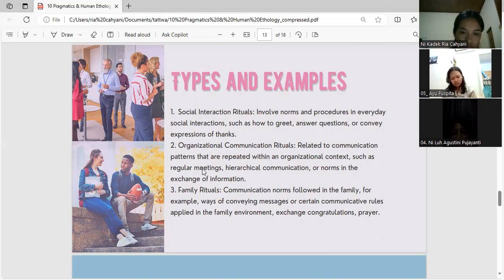These are communication norms followed in the family, for example, ways of conveying messages or certain communicative rules applied in the family environment. Examples of ritual communication: the first one, formal conversation in business; the second one, prayer before sharing a meal; and the third one, exchange of congratulations on a formal occasion. Next.